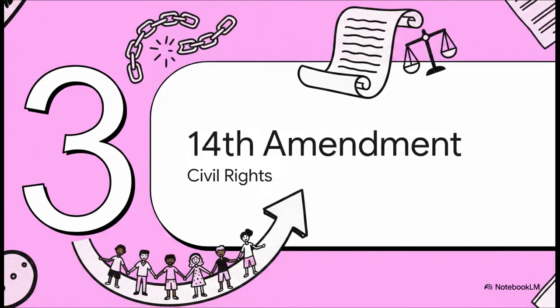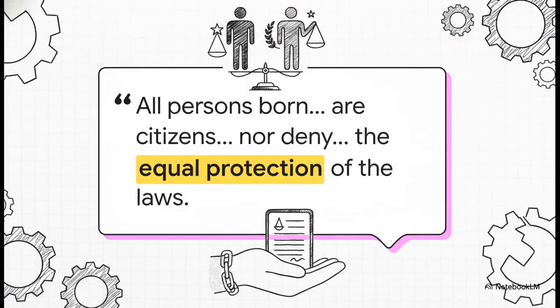Let's move to Section 3 and see how this builds. The 14th Amendment, Civil Rights, Citizenship, and Equal Protection. Okay, so with slavery abolished, the next logical question was about the status and the rights of all those formerly enslaved people. And this brings us right to the 14th Amendment, ratified in 1868. This text is massive and absolutely crucial.